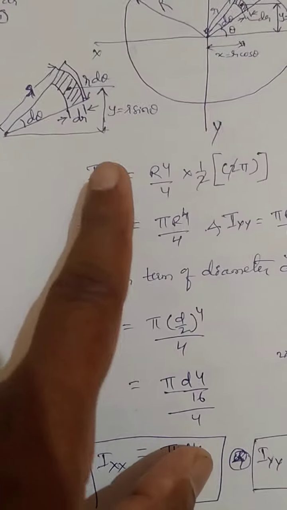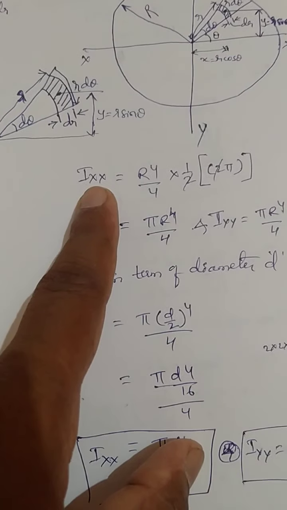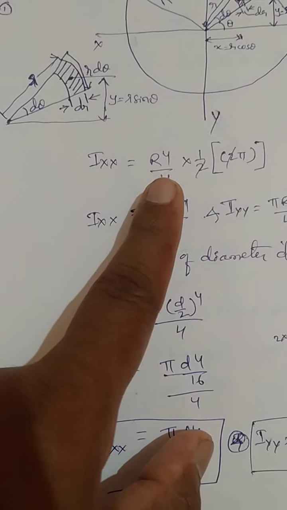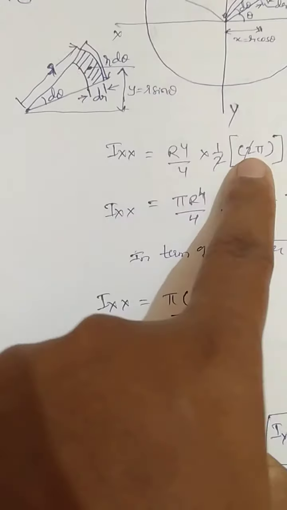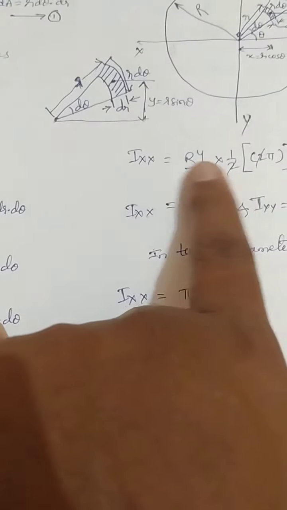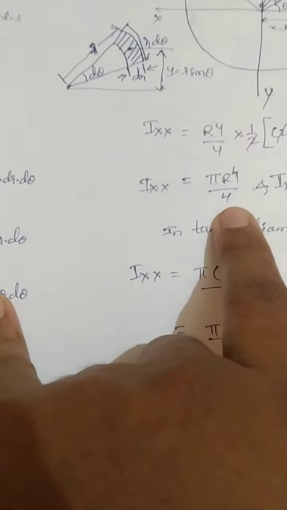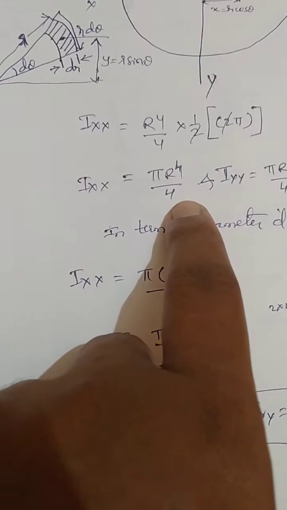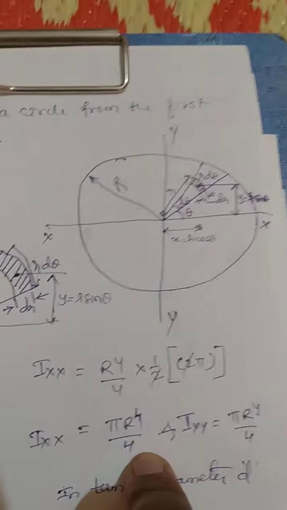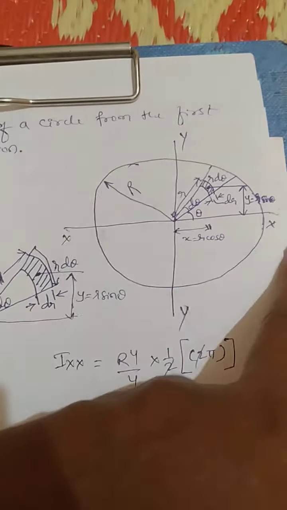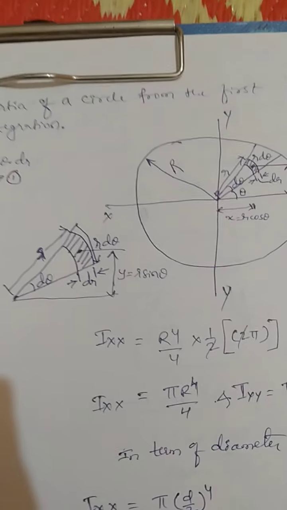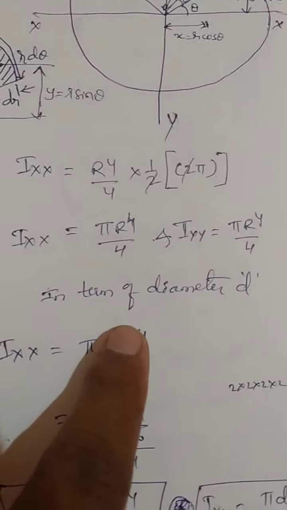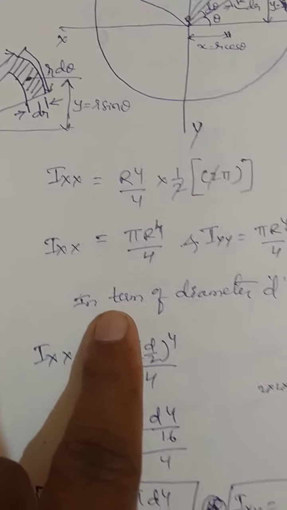So the equation turns out to be Ix is equal to r raised to 4 into 1 by 2 into 2 pi. Now this 2 gets cancelled. Remaining is pi into r raised to 4 divided by 4. Ix is written as pi into r raised to 4 divided by 4. The moment of inertia of a circle about the x axis is pi r raised to 4 divided by 4. Similarly, about the y axis it is also pi r raised to 4 divided by 4. In this case, this is the same.